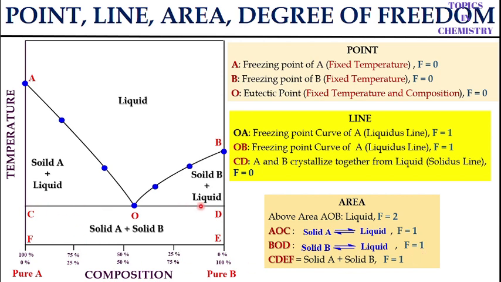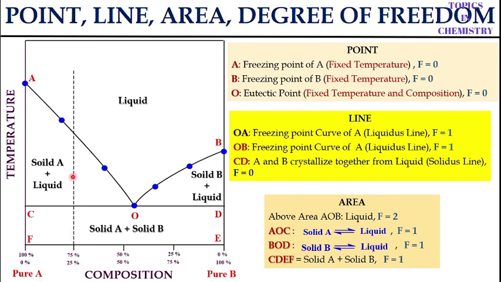And if you consider this area C, D, E, F, here solid A and solid B are present, and this is the eutectic mixture. Here the degree of freedom F is equal to 1. So these are the points, lines, and areas of the binary eutectic phase diagram. Now, suppose you consider a line here at 75% of A and 25% of B.